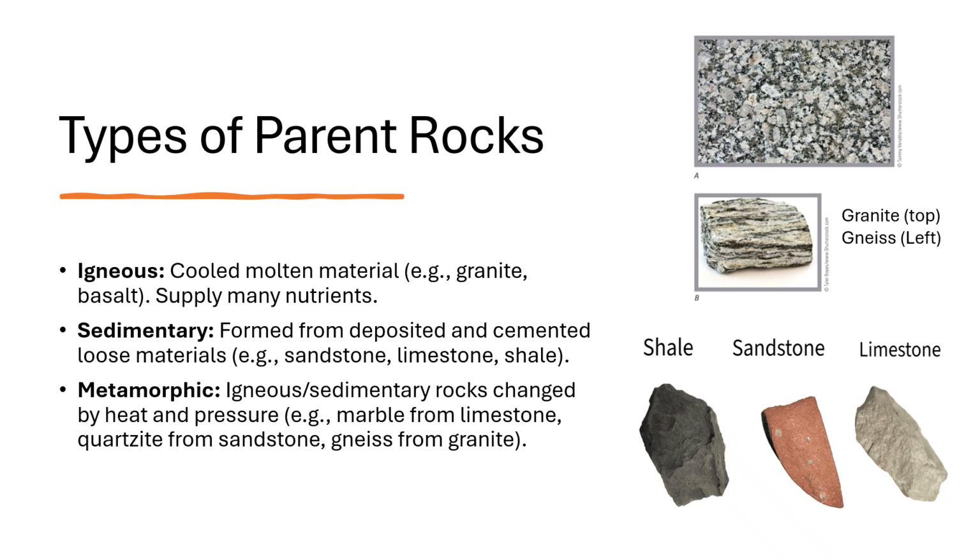Granite, a hard, coarse-grained rock, weathers slowly, and it creates acidic, sandy soils. Basalt is softer, fine-grained, and weathers to less acidic soils. Igneous rocks are also very rich in essential plant nutrients. Sedimentary rocks form when loose materials like mud or sand are deposited by wind, water, or other agents, and then slowly cemented together by chemicals. Examples are sandstone, limestone, and shale.